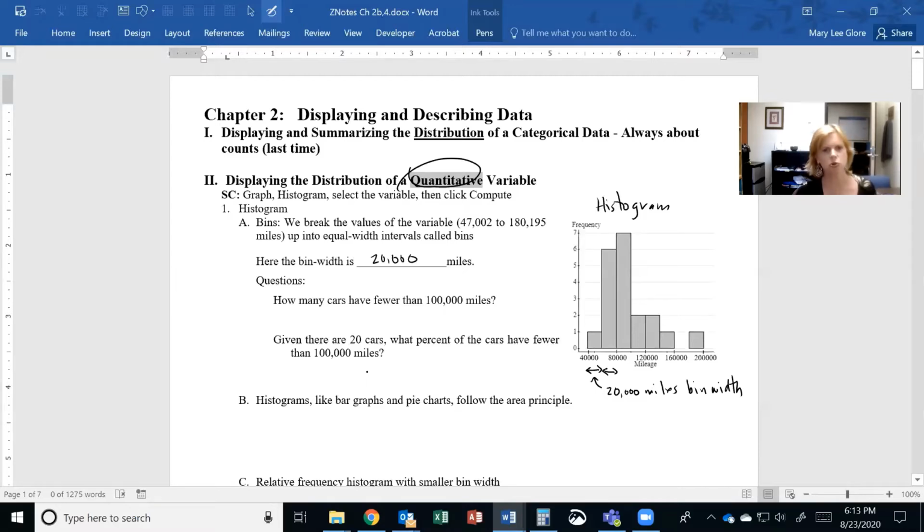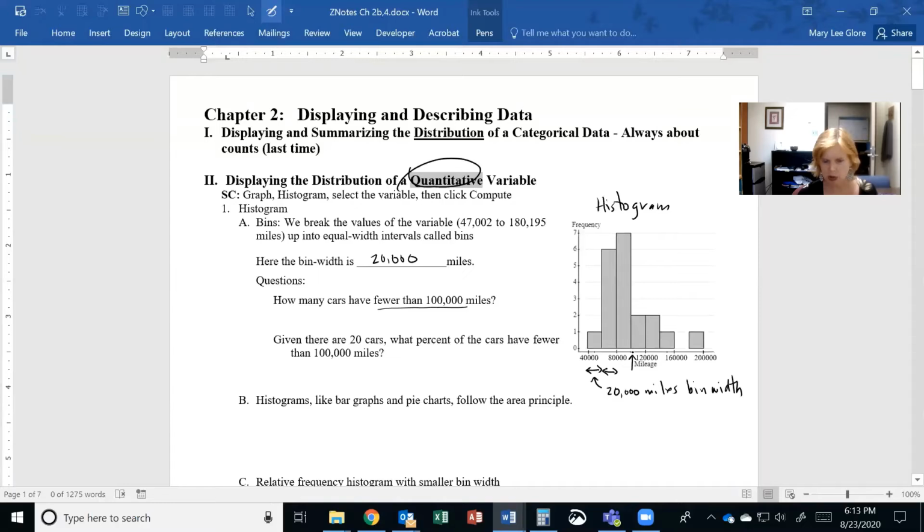All right, so here's some questions about that histogram, which is the graph of a quantitative variable. How many cars have fewer than 100,000 miles? All right, so where do we find 100,000? So 80,000 here, 120. So 100 would be right in the middle of those two. So this line represents 100,000 miles. Everything to the left has fewer than 100,000 miles. Everything to the right has more.